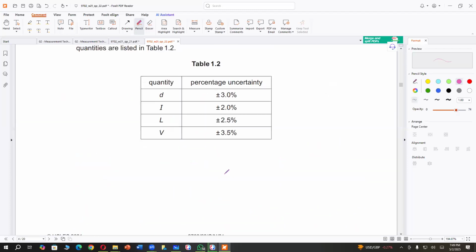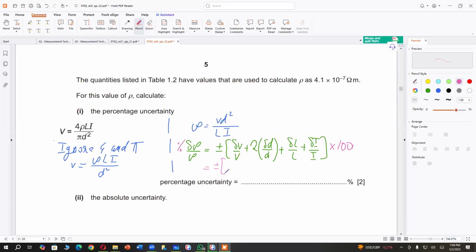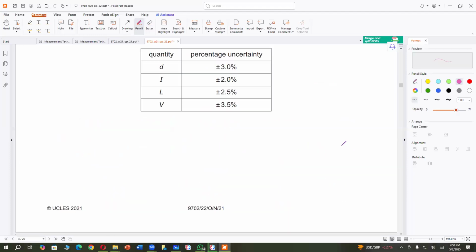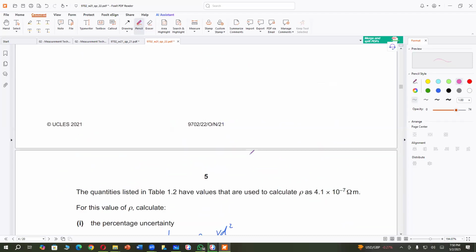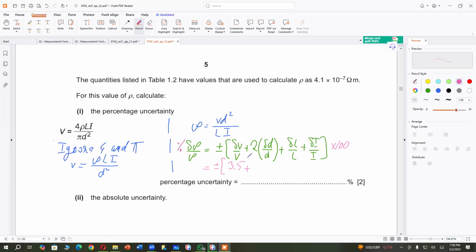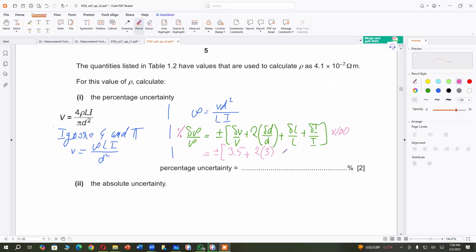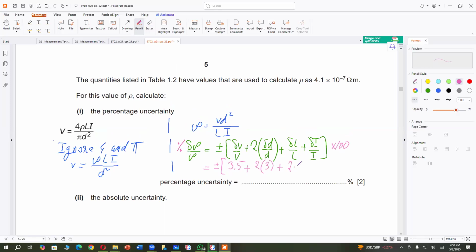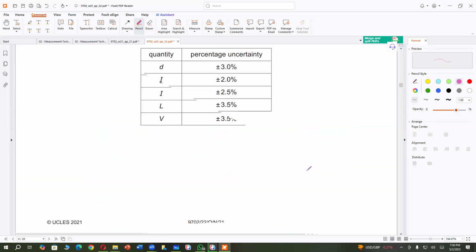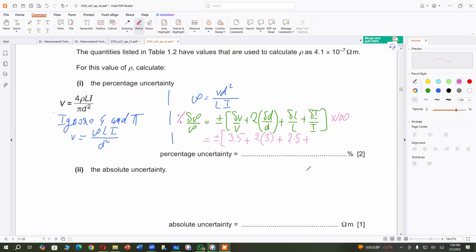Now, what is delta V upon V? Percent is 3.5. We have the percentage directly available, so we can directly add the percentages. Delta V upon V is 3.5% plus 2 times delta D upon D is 3% plus delta L upon L 2.5% and delta I upon I is 2%. Now, no need to multiply by 100. Can you do this calculation?